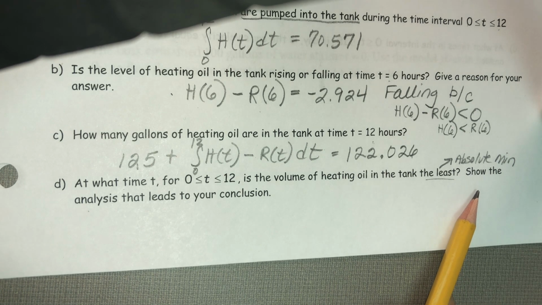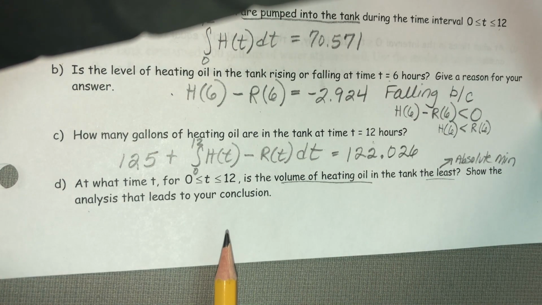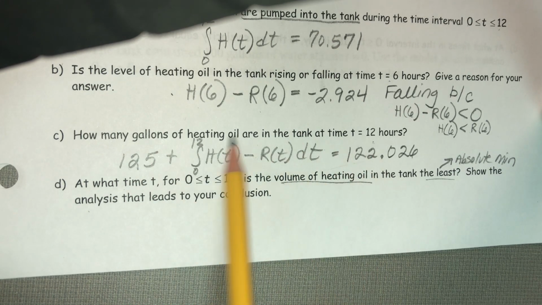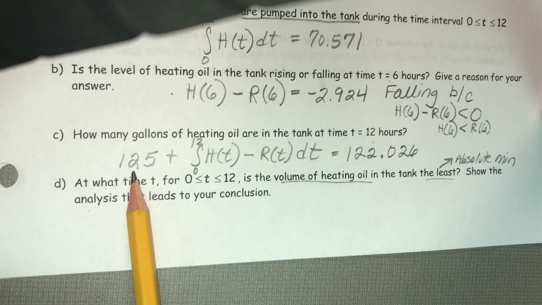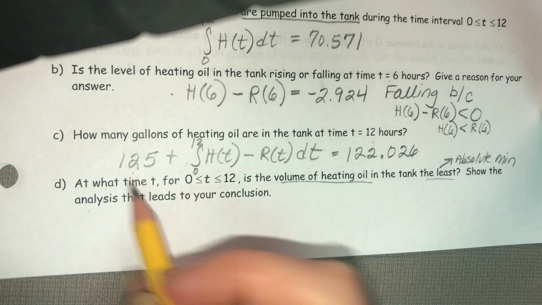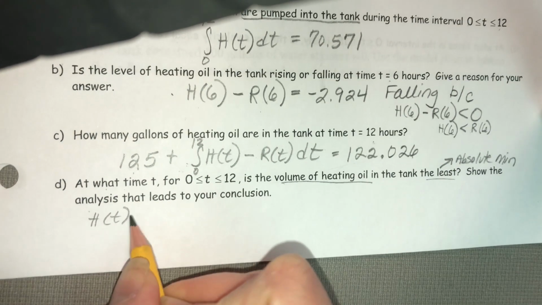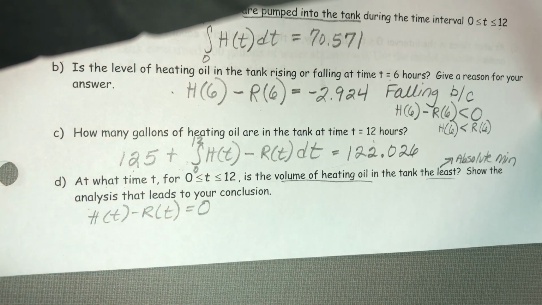So what are we trying to find the absolute min of? The volume of heating oil. Well, the volume of heating oil equation is basically what we have right here in part C. So the derivative of that equation is, well, the derivative of 125 is 0, and the derivative of an integral, those undo each other, so it'd just be h of t minus r of t equals 0. So where does that equal 0?